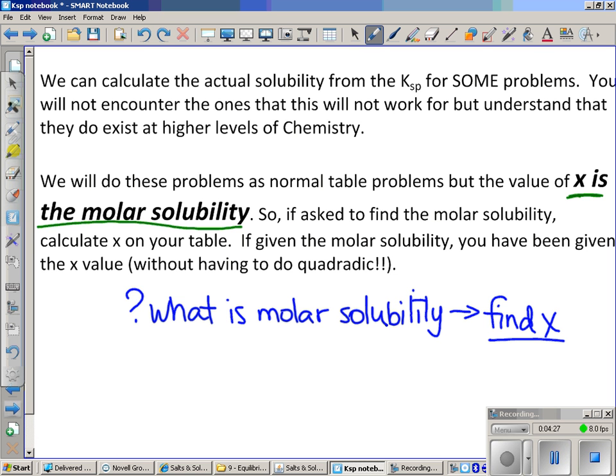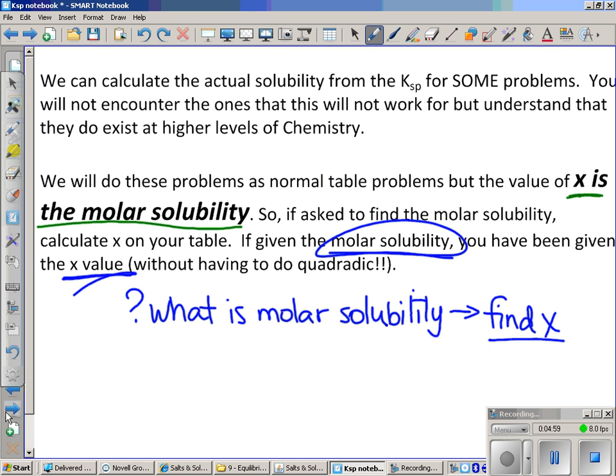That's your job. If the question tells you the molar solubility, say the molar solubility of such and such is 4.2 times 10 to the negative 6 moles per liter, find whatever they want you to find, they've just told you X. So if they give you the molar solubility, they have given you the X value. Talk about an easy problem. They've given it to you. But if you don't know that molar solubility is X, then you will have a hard time.